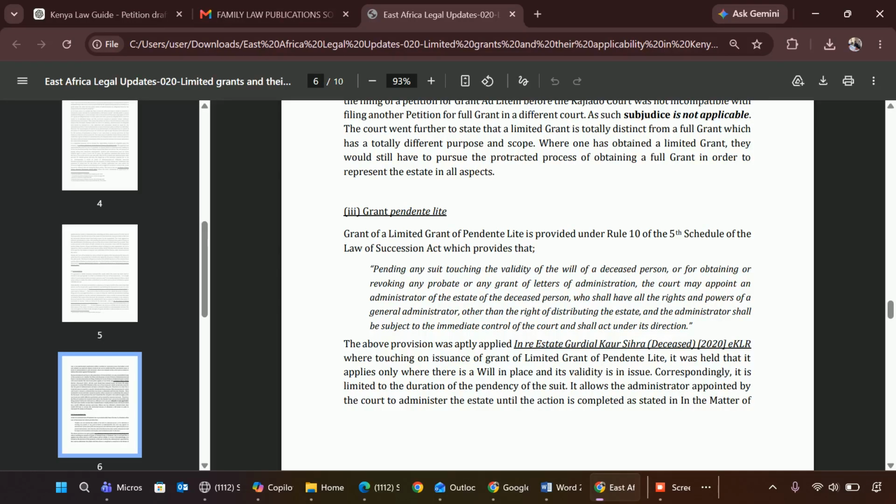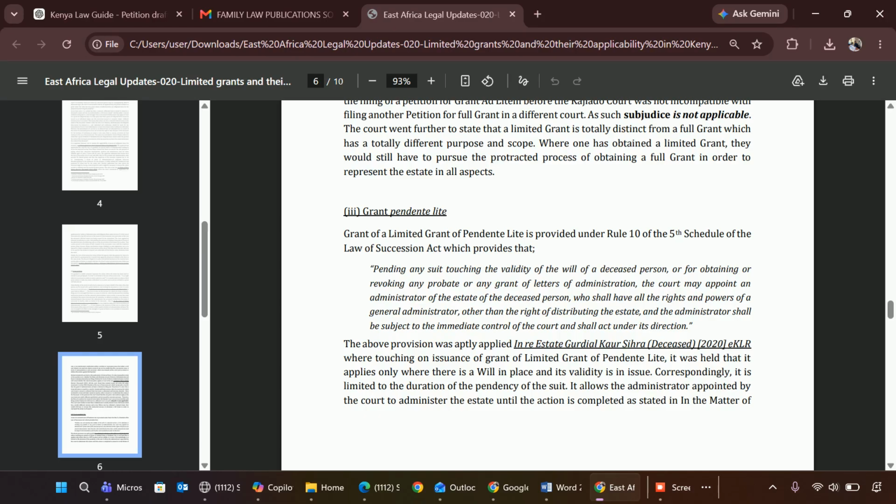A limited grant of pendente lite is provided under Rule 10 of the 5th Schedule of the Law of Succession Act, which provides, verbatim: pending any suit touching the validity of the will of a deceased person, or for obtaining or revoking any probate or any grant of letters of administration, the court may appoint an administrator of the estate of the deceased person, who shall have all the rights and powers of a general administrator, other than the right of distributing the estate, and the administrator shall be subject to the immediate control of the court and shall act under its discretion.